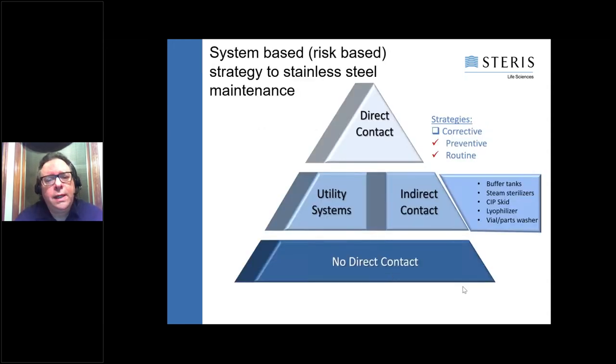The next area would be indirect contact. So this would be buffer tanks, steam sterilizers, CIP skids, lyophilizers, vial washers, parts washers. Here we're looking at either routine use of acids to maintain the surface, especially with buffer tanks and lyophilizers. But we also sometimes see preventive maintenance approaches. So at some frequency, they're using an acid to remediate rouge and maintain the stainless steel. Next slide, please.